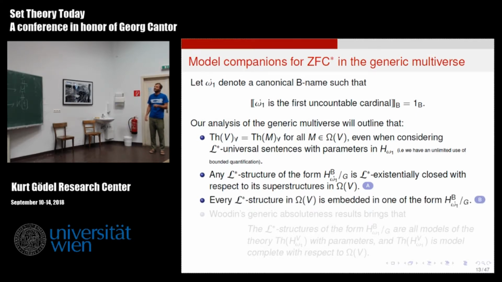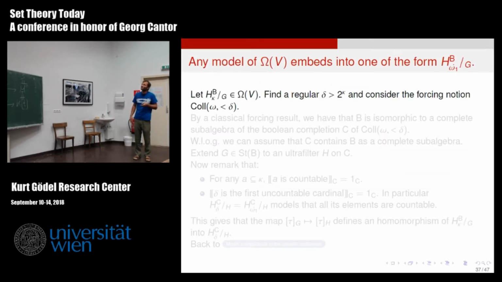And also another fact is that whichever element in our generic multiverse we take, we can always go to a larger element which is of this form. Why? Well, maybe you can go to B. You just collapse. You take your element of the generic multiverse, this kappa is a certain element, you go to a large enough delta, and you collapse.